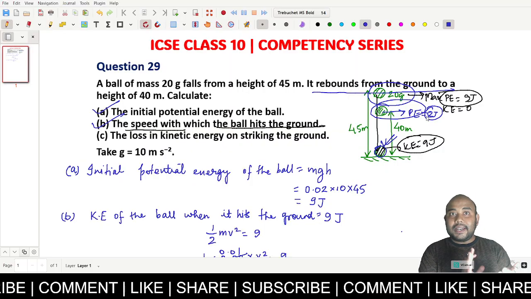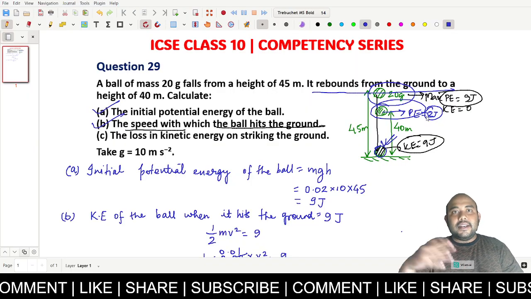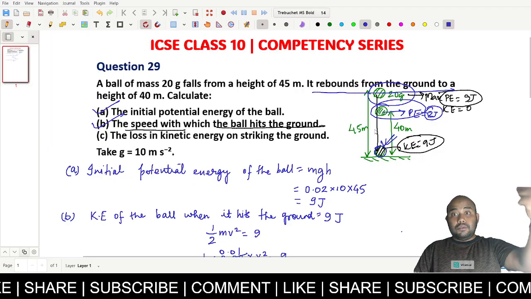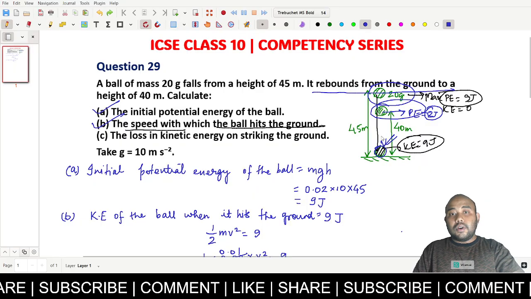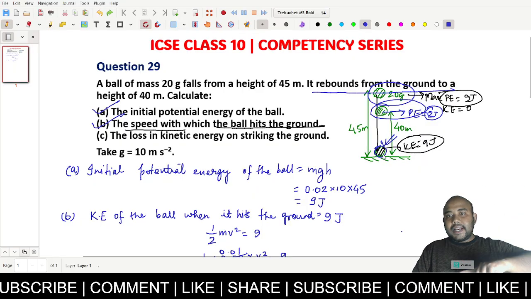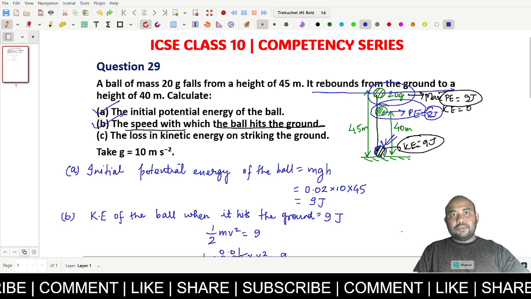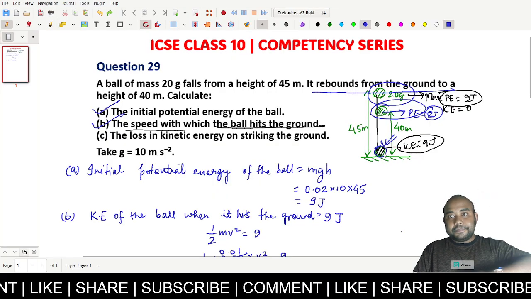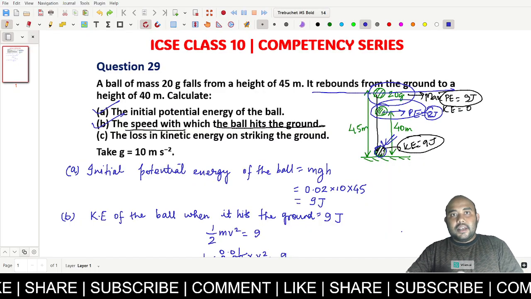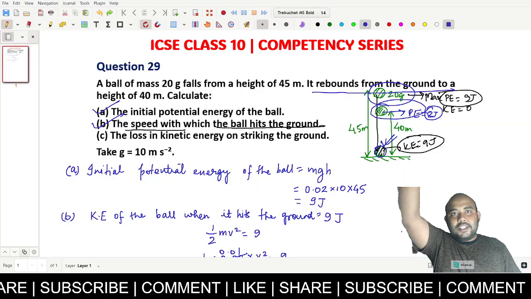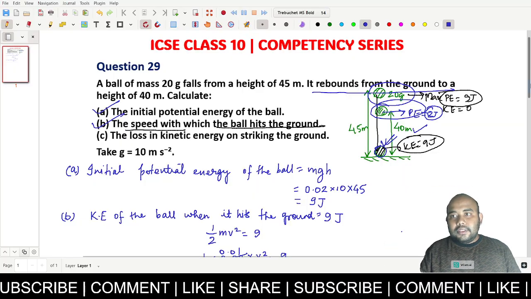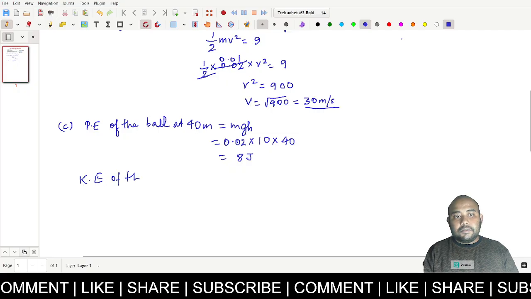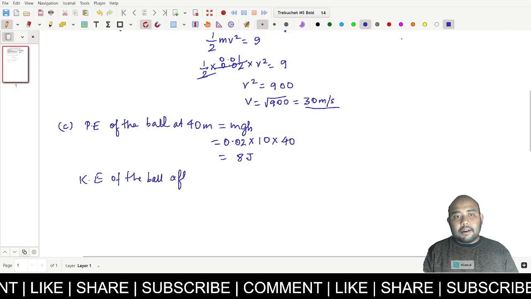Because that leftover kinetic energy, which did not convert to sound energy, heat energy and other forms of energy, the remaining kinetic energy, caused the ball to rebound, and caused the ball to go up to a height of 40 meters. So the remaining kinetic energy will convert to the potential energy at the height of 40 meters. So this 8 joule is nothing but the kinetic energy of the ball after striking the ground.